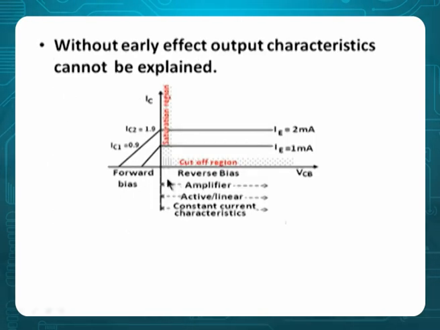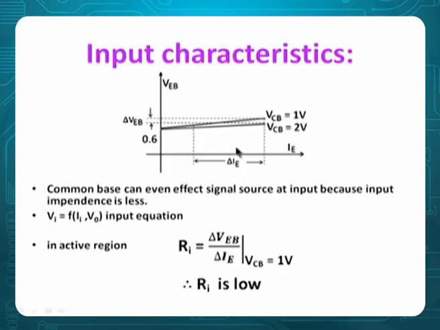In output, you know what happened? As VCB is increasing, for the same current, it is slightly up. It seems to be almost constant, but slightly up. That slight increase is creating the output impedance. So everything is explained with the early effect.